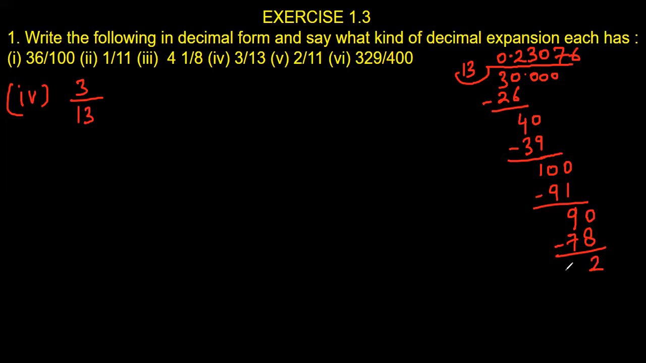All these numbers get subtracted, no? 2, 1, and bring down another 0. So 120 and 13. How many times? 9, 117.